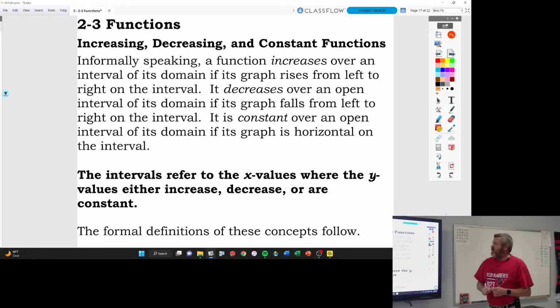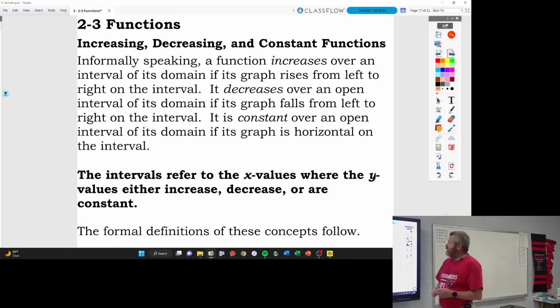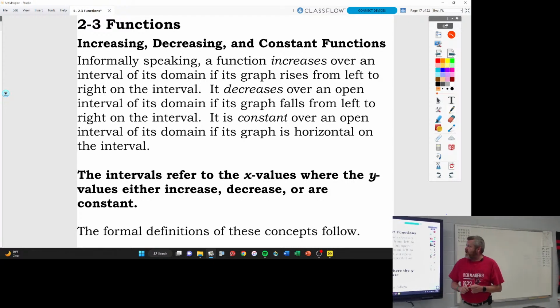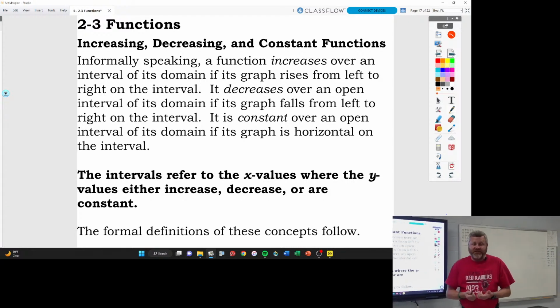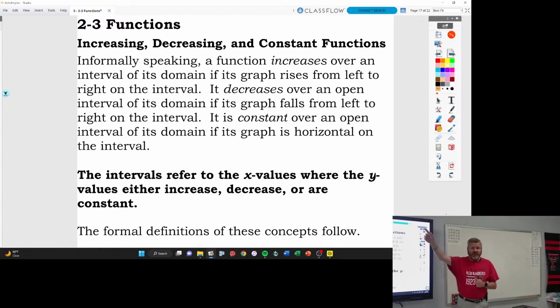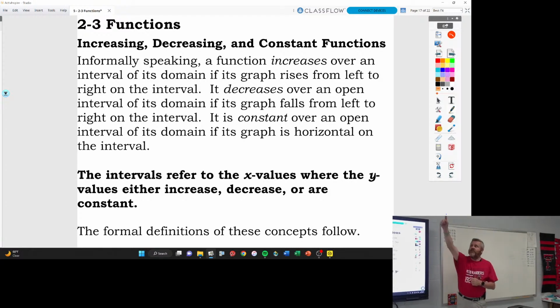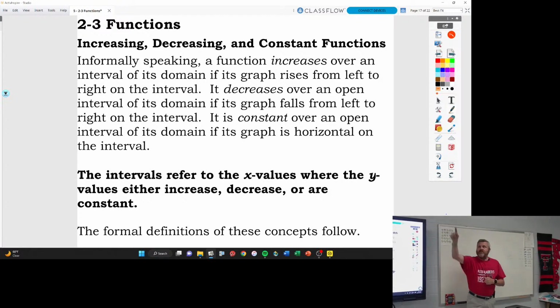Increasing, decreasing, and constant functions. Informally speaking, a function increases over an interval if the domain of its graph rises from left to right. So remember, in the United States, we read from left to right. So if a graph is going up, it's increasing. If it's going down, it's decreasing. And I don't care if it's going down steep or real slow, okay? Or maybe it's going down fast and slowing down, okay? So this graph here, that would be decreasing.